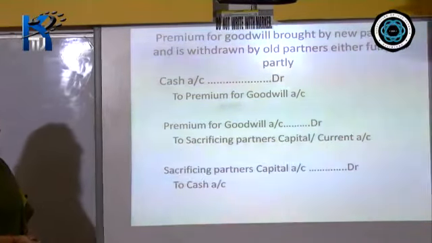But there are situations when he cannot bring his share of goodwill in cash, the complete amount. So some part is taken away from his current account. So his current account is debited, the new partner's current account is debited, to the sacrificing partners' capital account. So this is how we go with the goodwill thing.